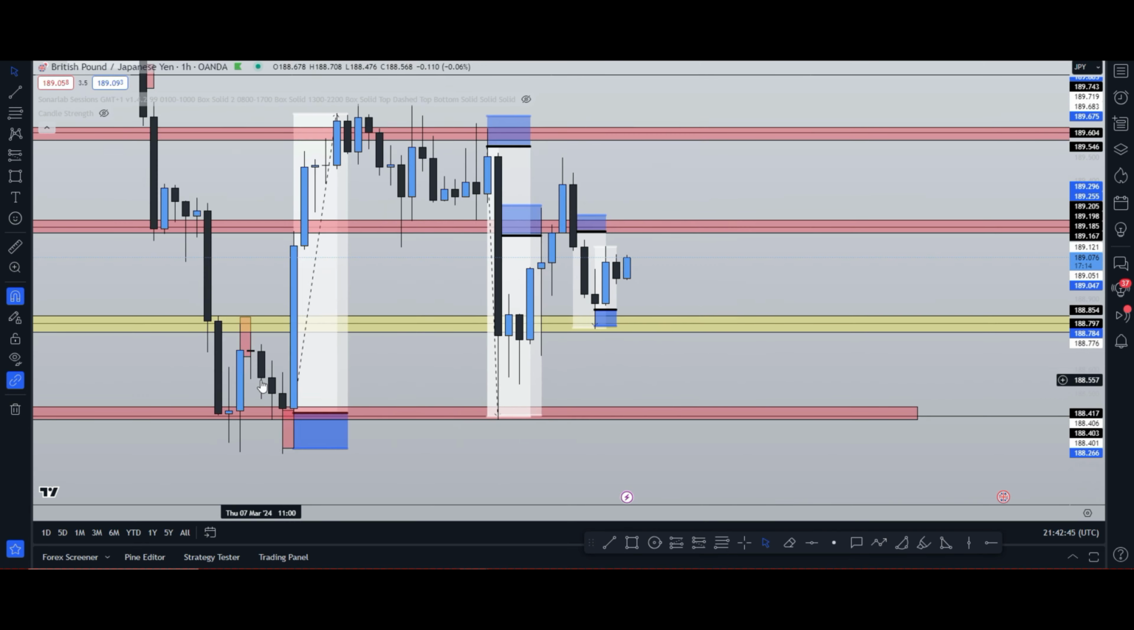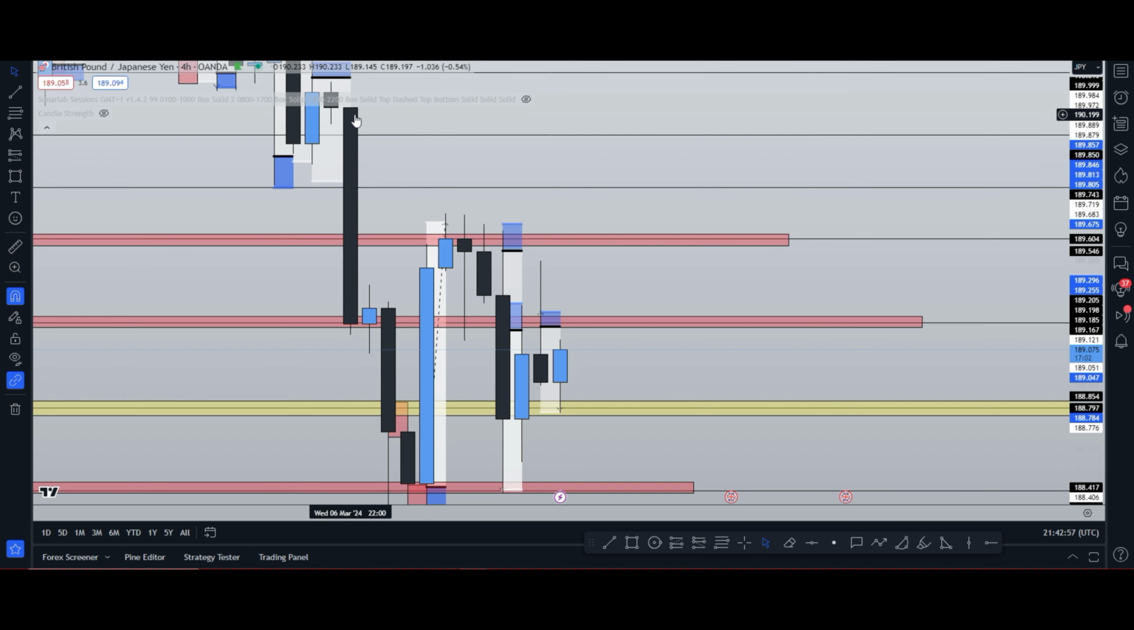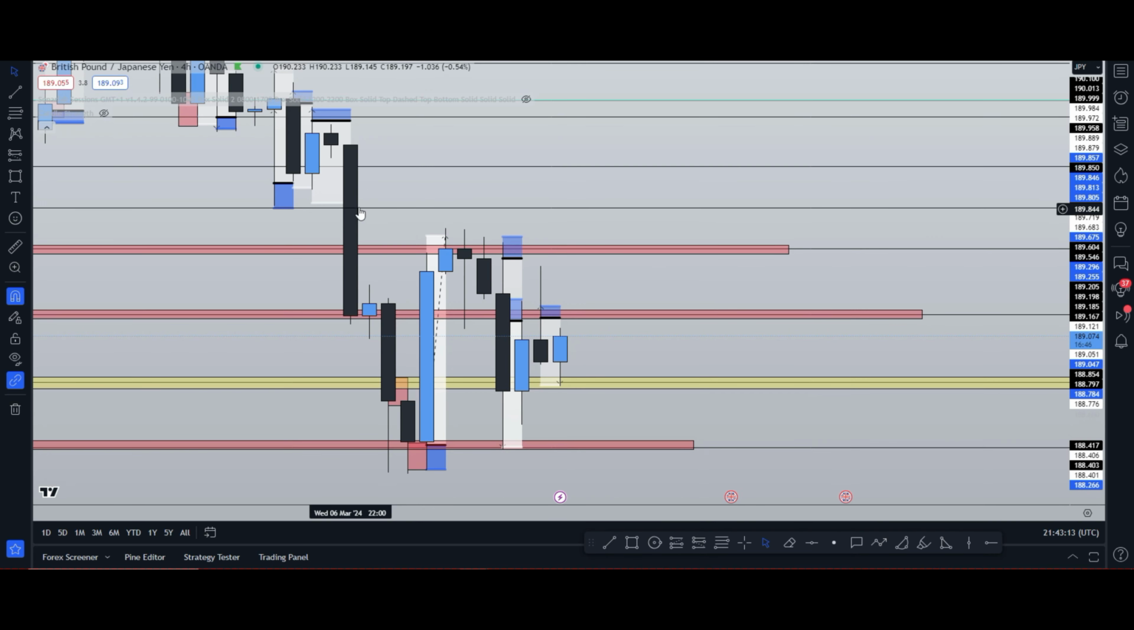Look at the market. Look at this black candle. Look at the volume size of this. Huge. This definitely must be more than, I would say, about 100 pips. I'm guessing this candle alone must be something like that. And it's just tanked from here.